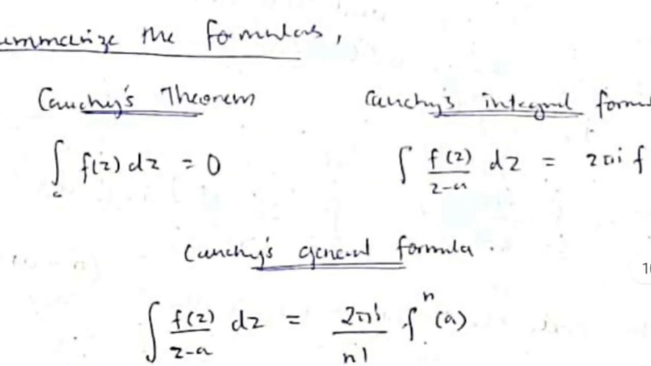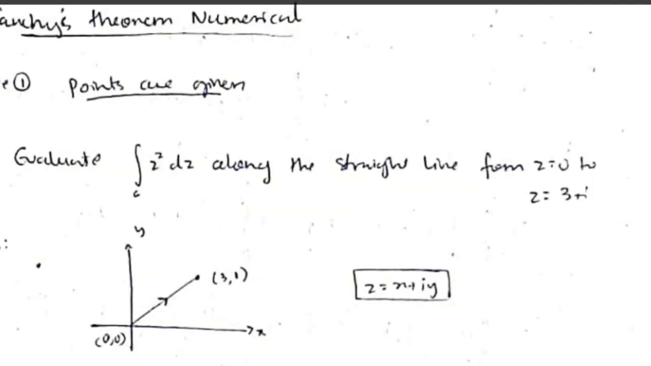First one is the Cauchy's theorem, second is the Cauchy's integral formula, and this is the general formula for higher values of n, okay. So for each of these formulas we will be looking at how to solve the numericals related to it, okay. So we have two parts here. First one is the Cauchy's theorem numerical, and the second one is the integration of Cauchy's theorem, okay.